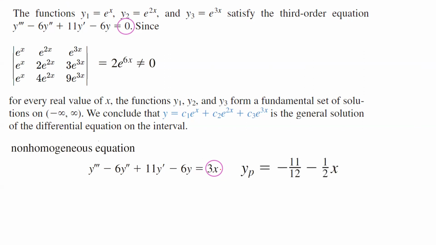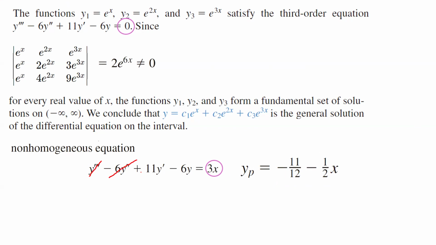It happens that y sub p, which is negative 11 over 12 minus a half x, is a solution of this non-homogeneous differential equation. If you take the first derivative of this function, it is negative a half. The second derivative becomes 0. The third derivative becomes 0. So this term is going to be 0. This is equal to 0.